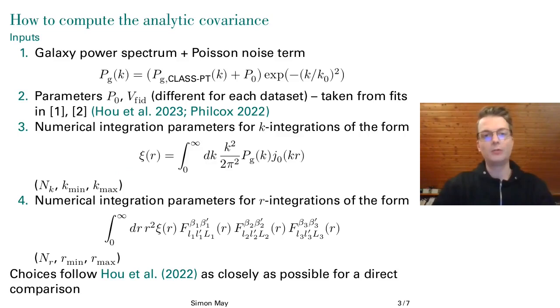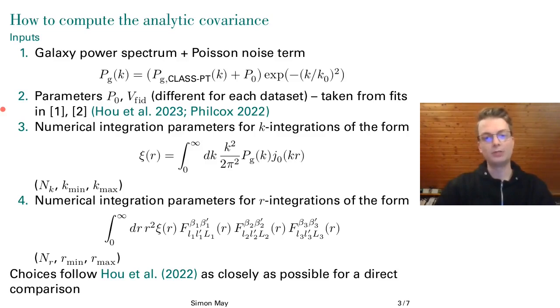Right, now I'll say a little bit about the inputs that go into this. First is a galaxy power spectrum and a Poisson noise term. In this case, this is generated by class PT, and the Poisson noise term is just a constant. Second, there are two numeric parameters, the Poisson noise that I just mentioned and this fiducial volume. And these are different for each data set. We just take them from the previous analysis to make sure that we are comparing everything as directly as possible.